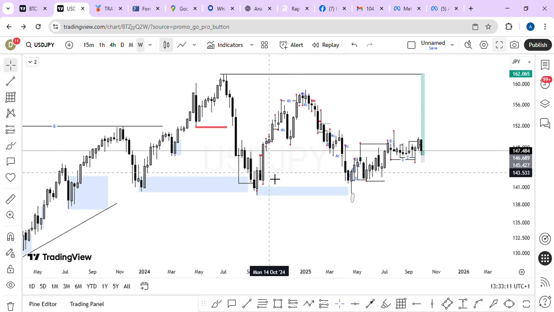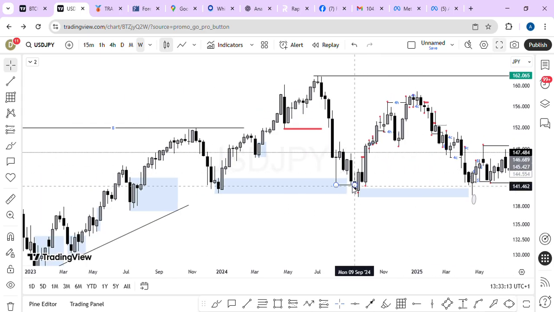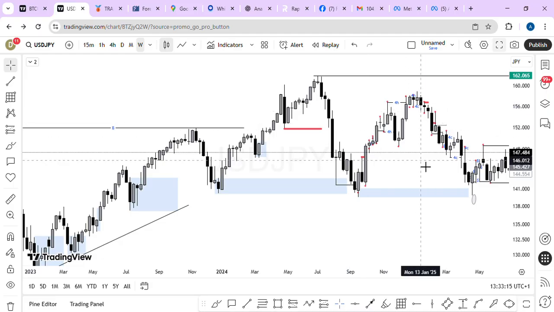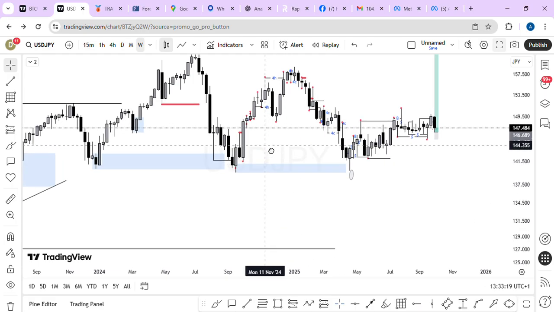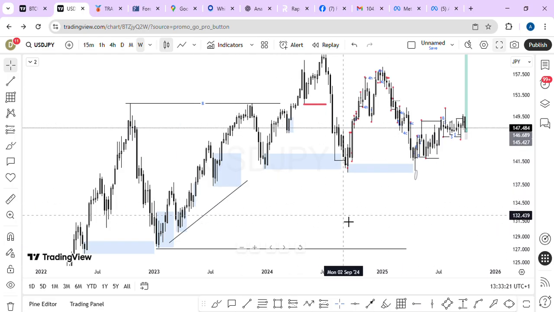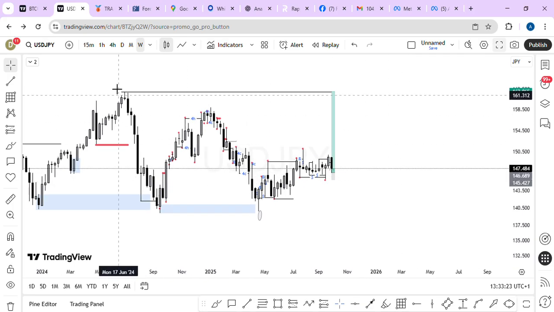Sure, you understand? And you can see when you even mitigate this level, it still created drama. But all this drama is just to come and break this structure or come down to come and change the character. So that's how the whole thing is.